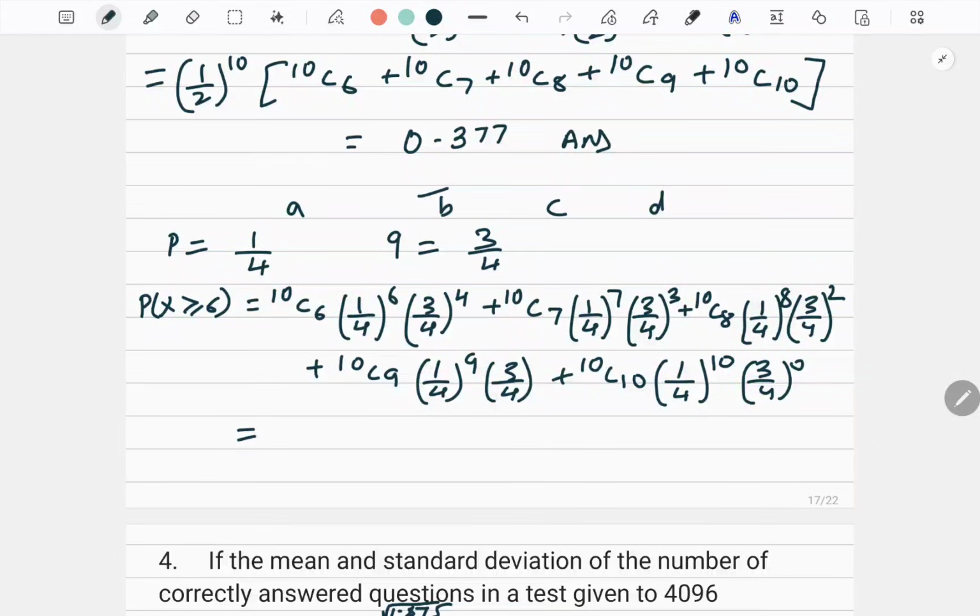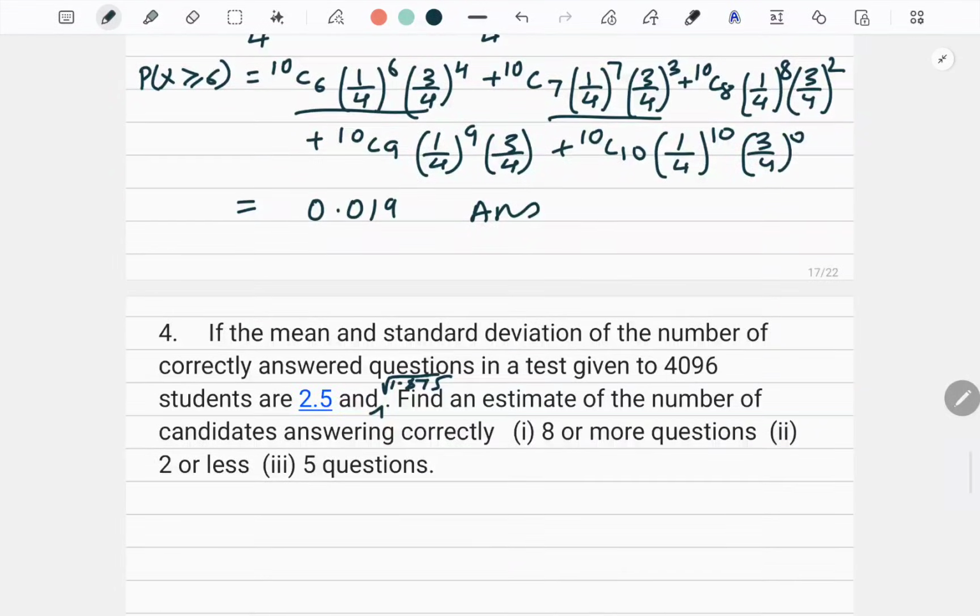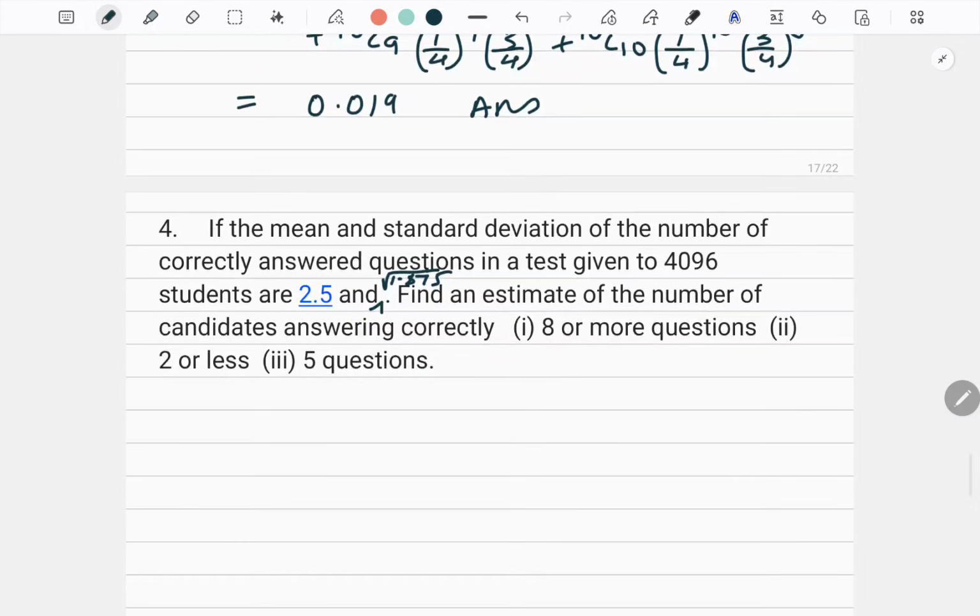So now solve this. If you want, you can take 1/4 to the power 10 out also. If you don't want, you can directly solve in the calculator one by one all the terms and add them. So you will get 0.019 as your answer. Right? I suggest all of you, when I show the question, pause it, try to do it yourself and then cross check. Okay?